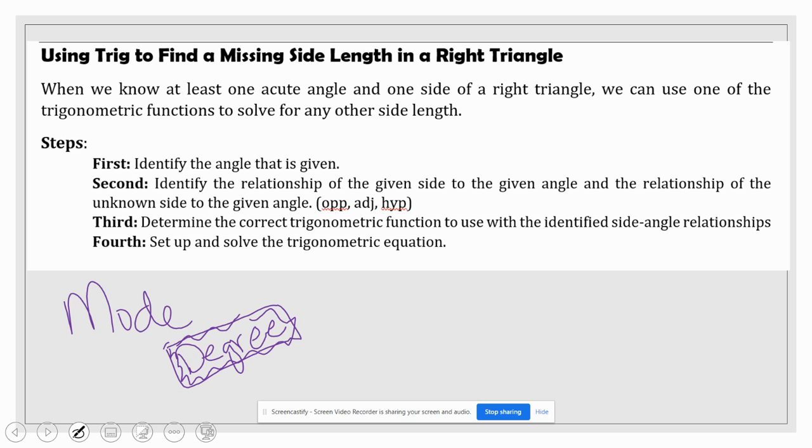Because all of the angles that we are going to be given in our triangles are in degree mode, you want to make sure yours is as well. We have our steps here. We have to take a look at our angle and then label our opposite, adjacent, or hypotenuse. Decide if we're going to use sine, cosine, or tangent, and then set up and solve that equation in our calculators.